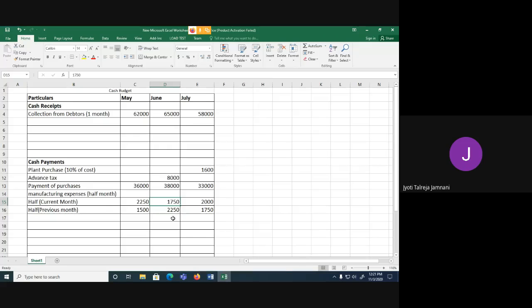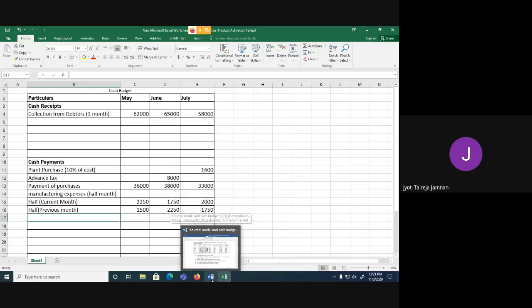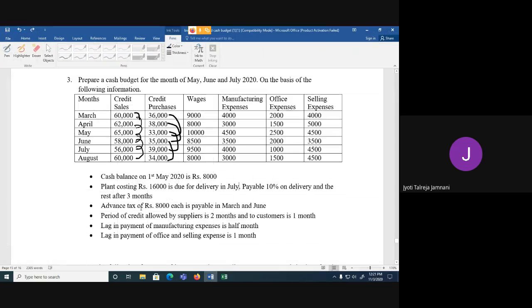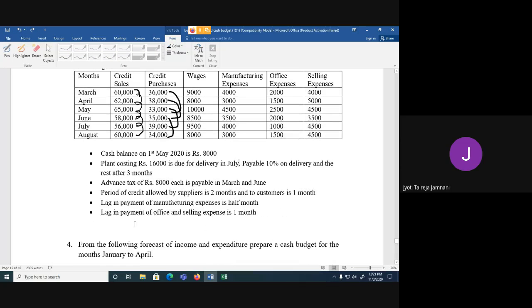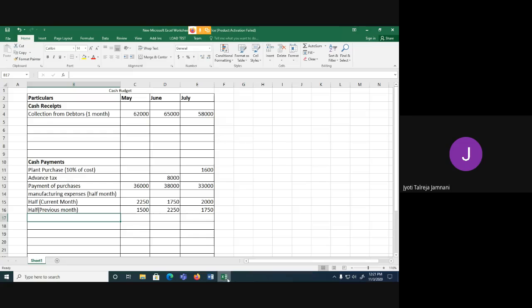Any doubts with this expense part? Is it understood how we did half-half? Okay. Next, lag in payment of office and selling expenses is 1 month. So for office and selling expenses, both will be paid 1 month later.